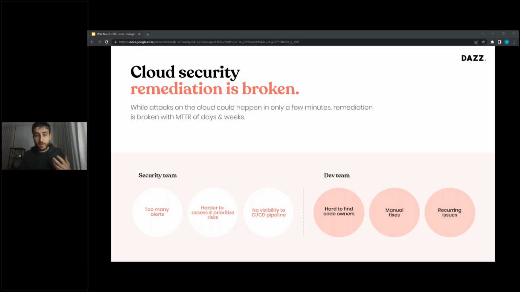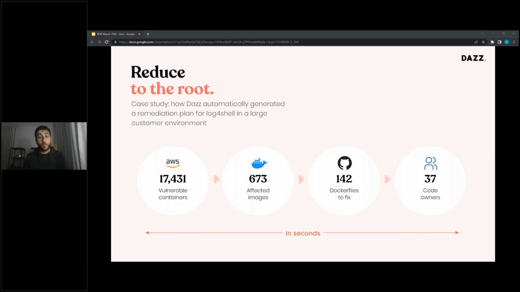So that's exactly what we do, and our solution to that is to reduce all that signal into just the actions you need to perform in your environment in order to solve the issue, right? So here is an example case study. There was a company we connected to during the Log4j incident, and they had 17,000 vulnerable containers running in production, right? And that's a vast amount.